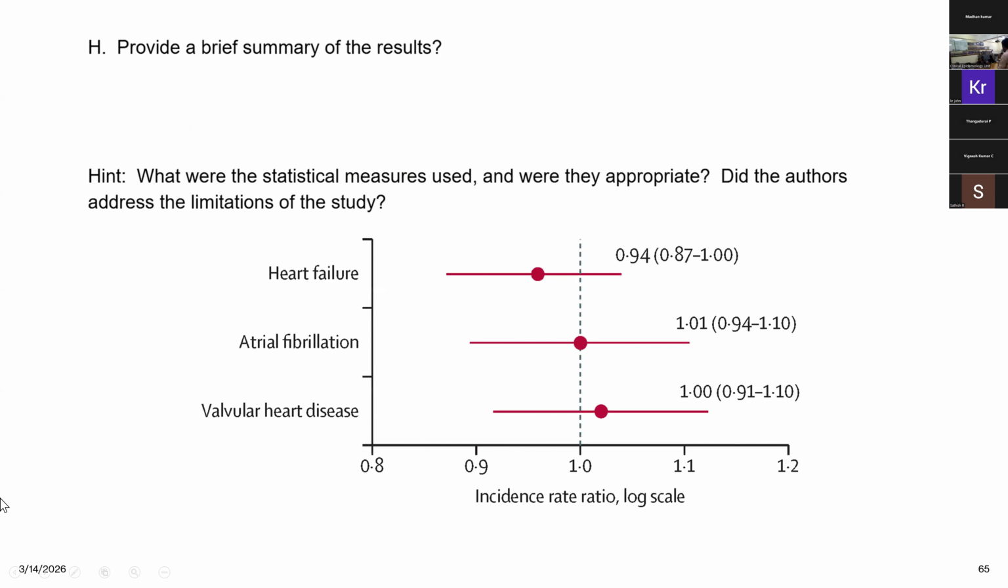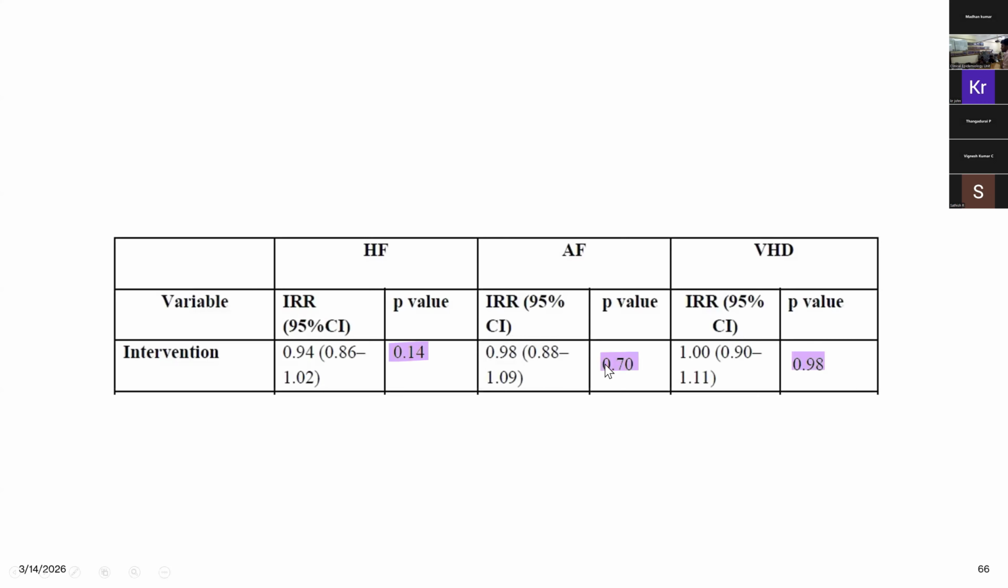So next, coming to a brief summary of the results, our study's primary outcome was to find out the incidence rate ratio of detection of heart failure using an AI-based stethoscope as compared to routine practice. And in the intention to treat analysis, for the diagnosis of heart failure, the incidence rate ratio was 0.94 with a confidence interval between 0.87 to 1.0, which essentially meant that there was no difference in the incidence rate ratio in the diagnosis of heart failure using an AI-based stethoscope as compared to routine practice. And the p-value was also not significant.